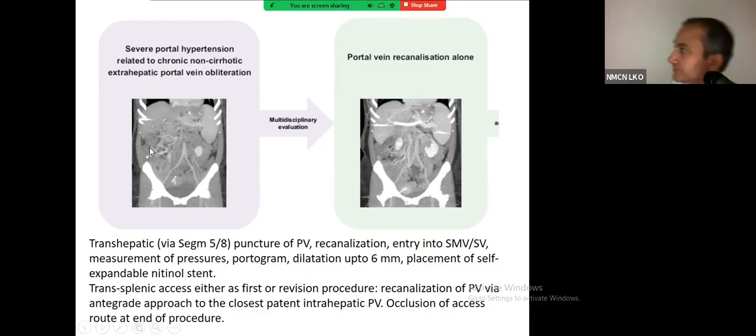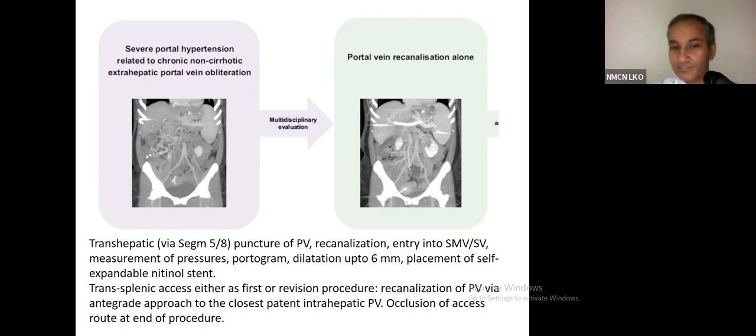So this was the anatomy before, and after the procedure, where the portal vein was recanalized with stenting. The procedure involved transhepatic puncture of the portal vein, recanalization, entry into the SMV and splenic vein, followed by measurement of pressures, doing a portogram, then dilating the tract up to 6 mm, and then placement of a self-expanding nitinol stent. When the same procedure is done by the transsplenic route, it requires occlusion of the access site just to prevent bleeding.